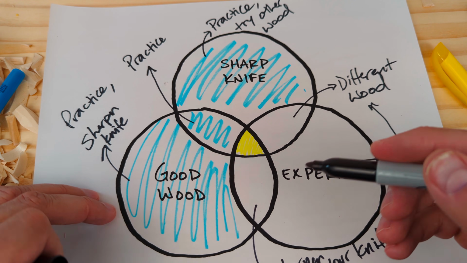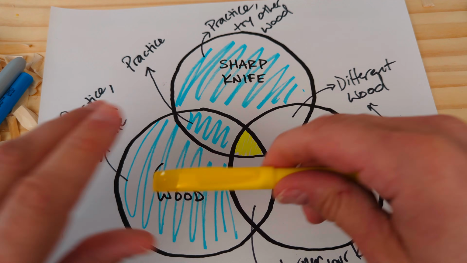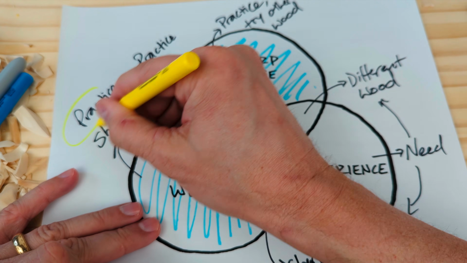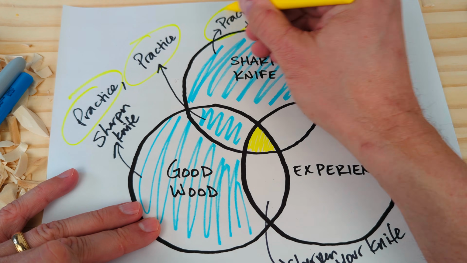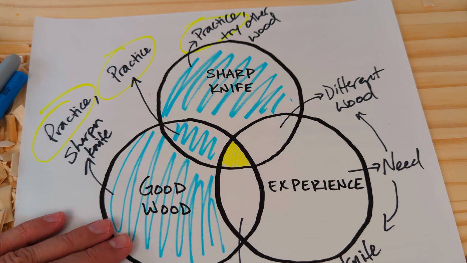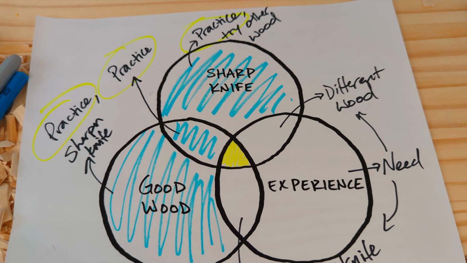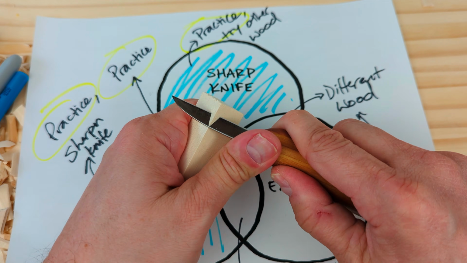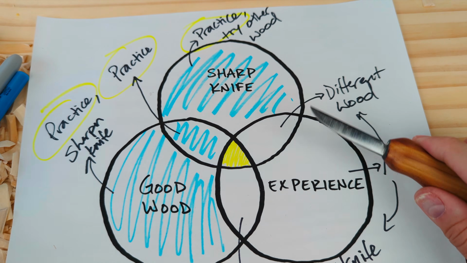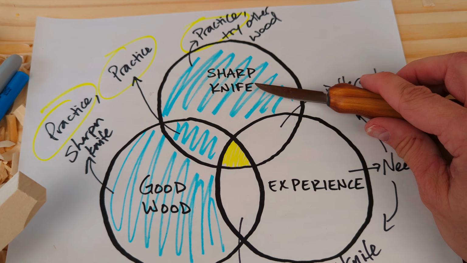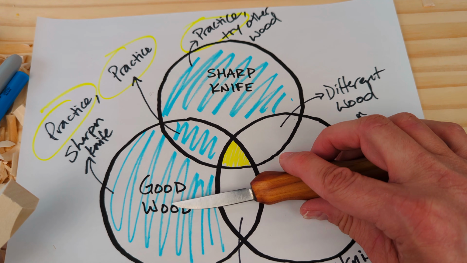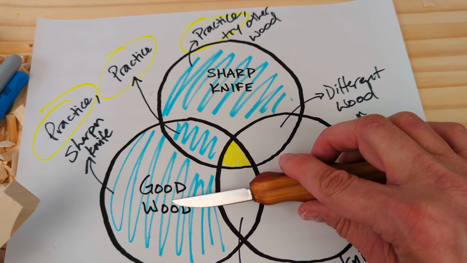So the common denominator, of course, on all of this is practice, right? That if you want to make clean cuts, if you want to know how to make your knife fly through the wood, the biggest thing is practice, because you will develop the experience that you need to tell if your knife is sharp, if your wood is good, and which one of these areas that you fall in.